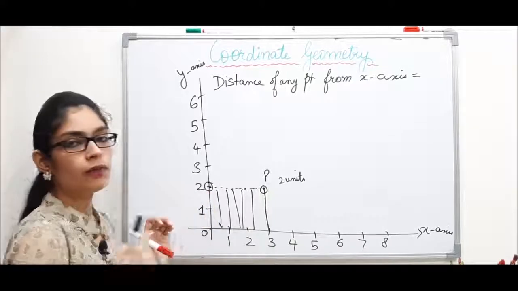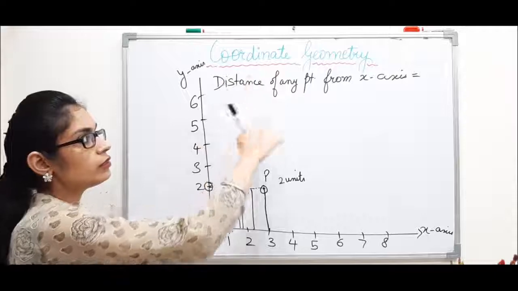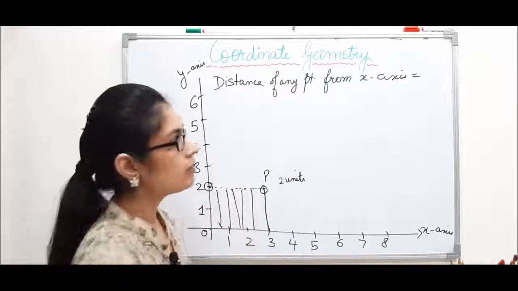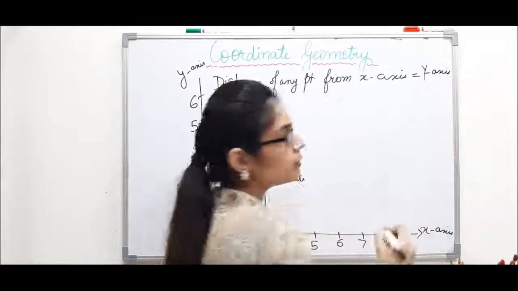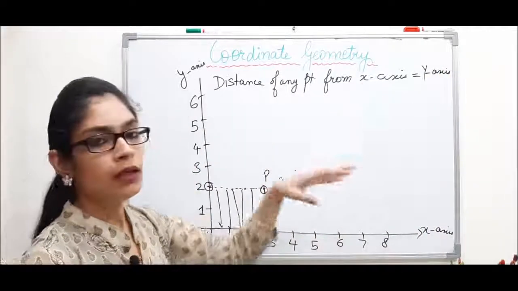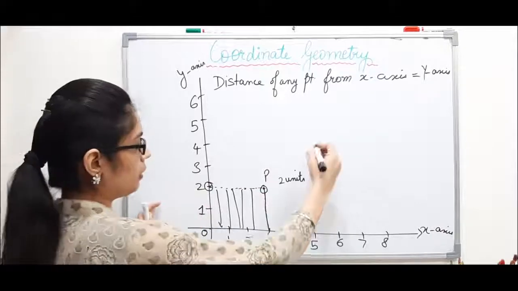From where we got this 2? You can see we got this 2 on y-axis. So distance of any point from x-axis, you always have to remember it will be equals to y-axis. Y-axis means that point will be on y-axis. You have seen, I have shown you.